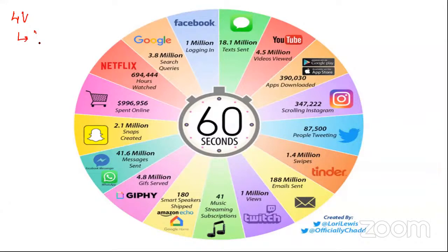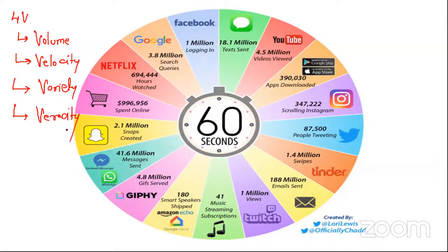Where the first V is volume, the second V is velocity, the third V is variety, and the fourth V is veracity. Now the meaning of volume is we are living in a world where we are generating huge amounts of data. Then comes velocity. We are generating these data points at a very high speed. And variety, we are generating all types of data. As we discussed earlier, there are four different types of data: text, image, audio, and video.